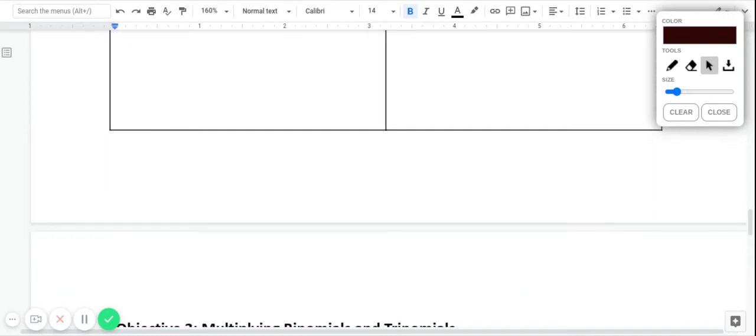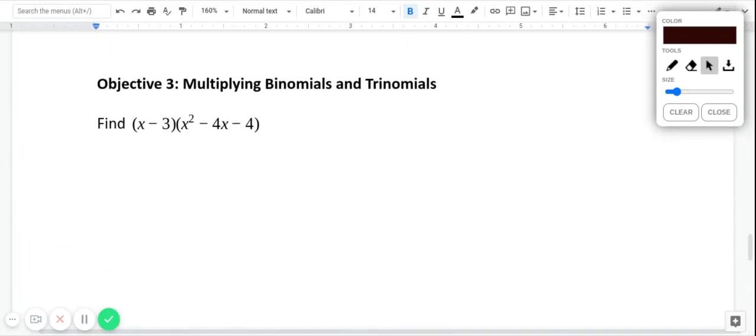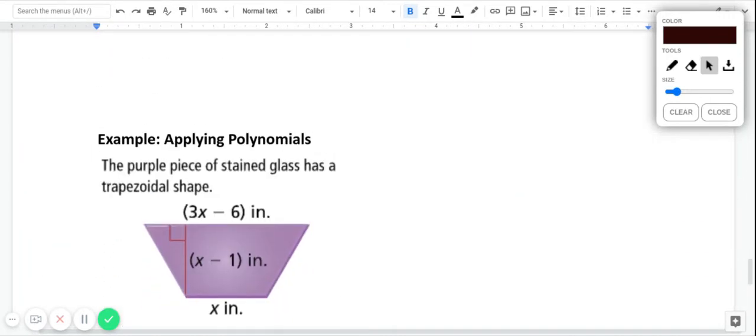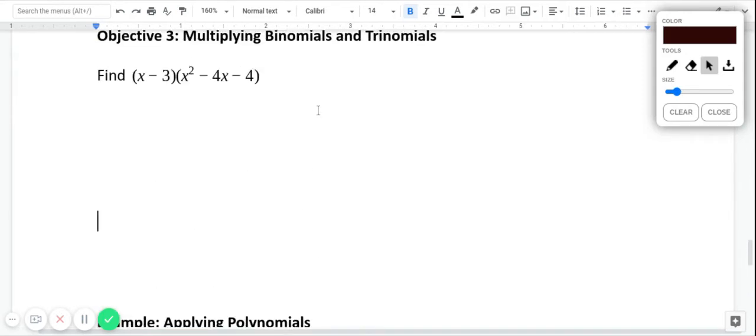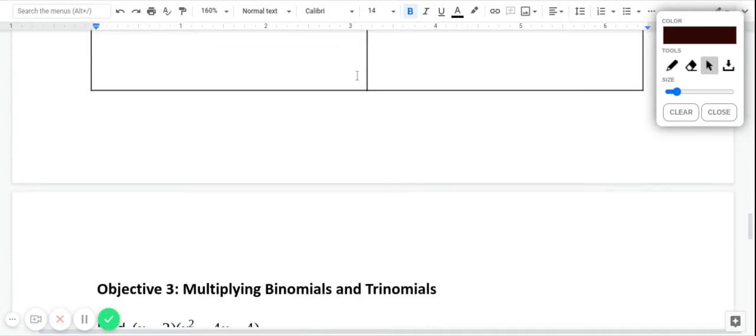Okay, we've got this example and then one last one. So we're almost done here. Now, multiplying binomials and trinomials. You can actually do any of the methods that you saw above that work for you and that make sense for you. It doesn't matter what method you choose.